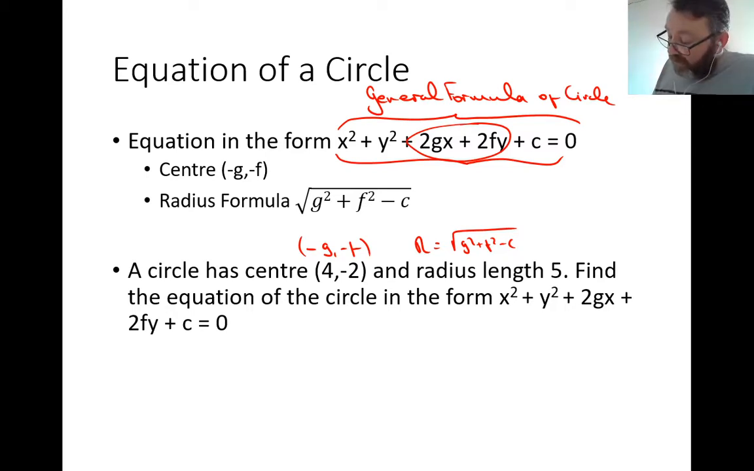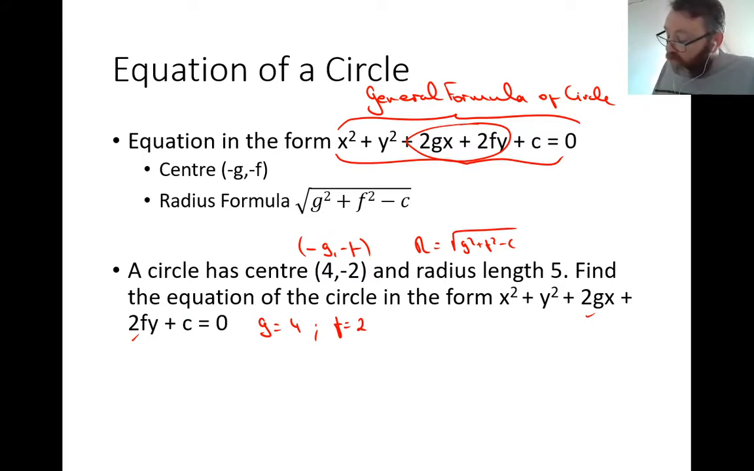Now, a little bit of work involved in this one. So straight away, here's what we do know. That if −g is equal to 4, well then g must be equal to plus 4. And if −f is equal to −2, well then f must be equal to 2. So we have our g and our f. So that's sorted and that's sorted. What is not sorted is c.